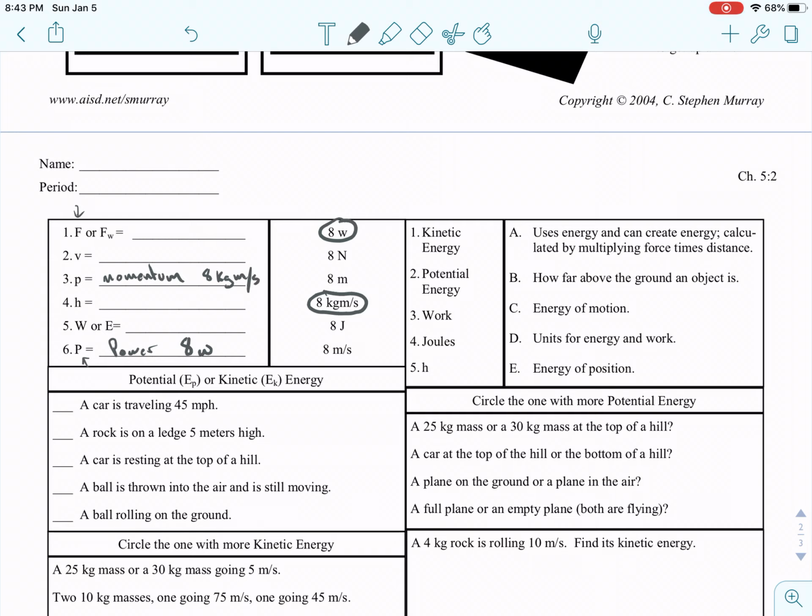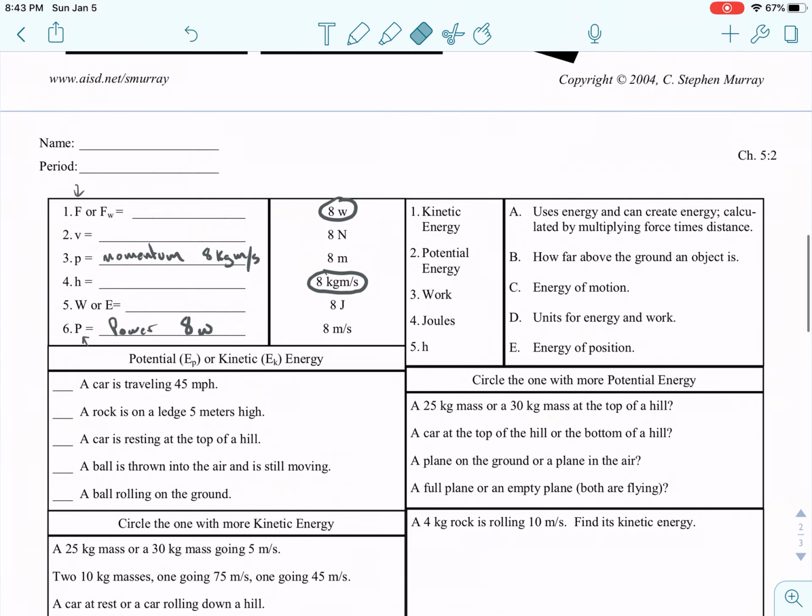All right, the rest are totally within your wheelhouse and you can handle it. So you've got to do force, velocity, height, and then work or energy. And energy will be straightforward. Over in this section right here, it's just match the definition of the word with the vocab word. So there you go.